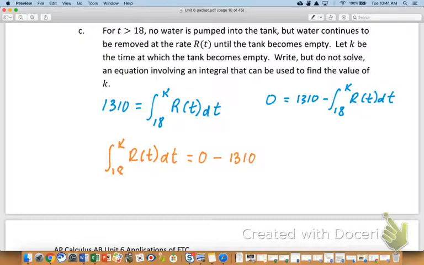Cool. I said 1310 minus the definite integral from 18 to k of r of t dt. 1310 minus the definite integral from k to 18 of r. The other way. Oh, sorry. Say it one more time. From 18 to k. Oh, okay. So 1310 minus the integral from 18 to k of r of t. And then I said that equals r of k minus r of 18.